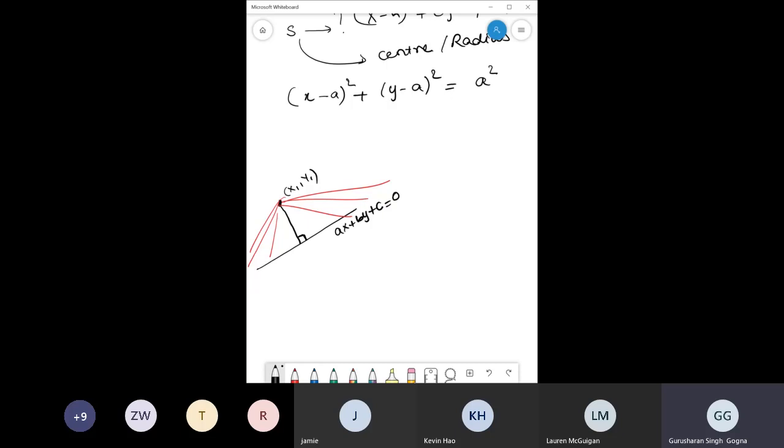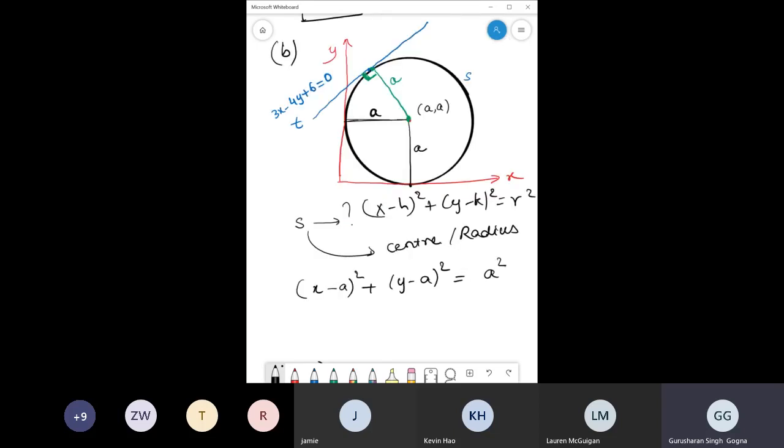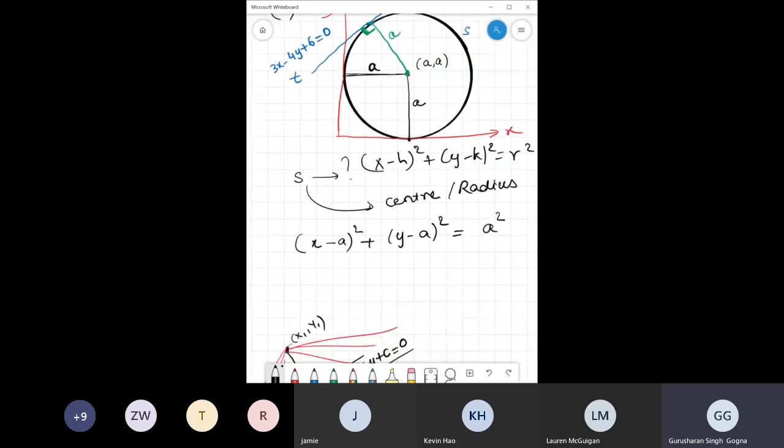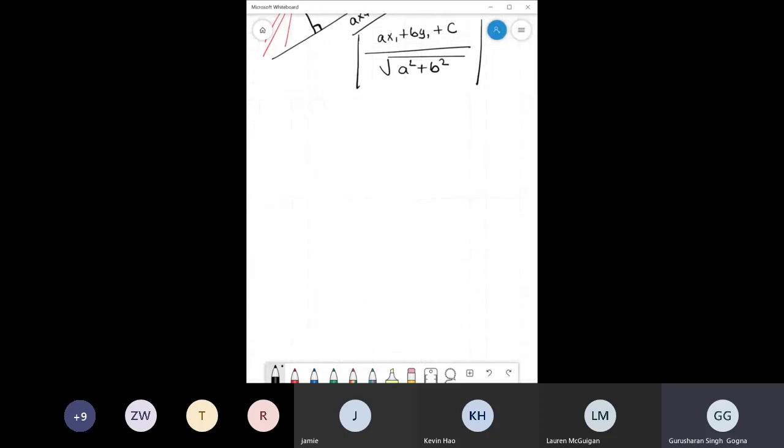How to use the formula? You substitute the x coordinate and y coordinate in the equation. Make sure your equation is written in this form, divided by the square root of a square plus b square, which are the coefficients of x and y in the equation. So this will give you the distance between the point and the line. In our question, the point is the center of the circle, which is (a, a), and the line is the tangent. Okay, so let us use this formula.